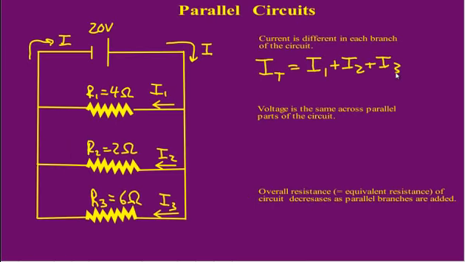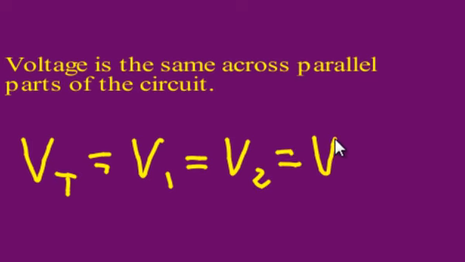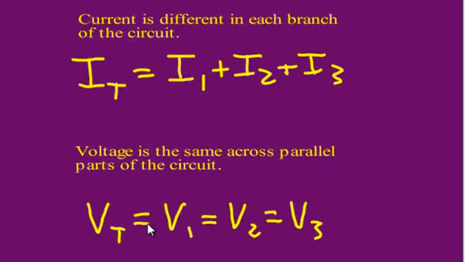All right, voltage. Again, the total voltage can be related to the voltage across each of the resistors in the following way. They're all equal to each other, because each resistor is separately connected to the battery. So each resistor gets to enjoy the full 20 volts, unlike a series circuit where the resistors have to share the total voltage. If you'll notice, these two expressions are exactly opposite what they are for a series circuit.